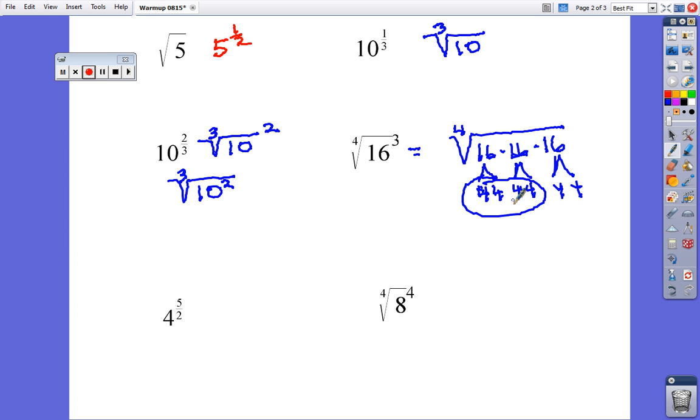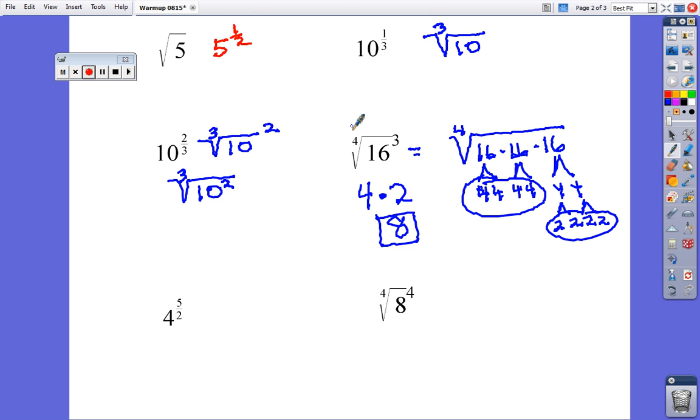That means we can pull out one of those 4s. We have 4 times 4. We know that's also a perfect square. 2 times 2 times 2 times 2. We have 4 2s, so we can pull out one of those 2s. And now we just have a 2 times 4 or 8. So the 4th root of 16 to the 3rd power is 8.